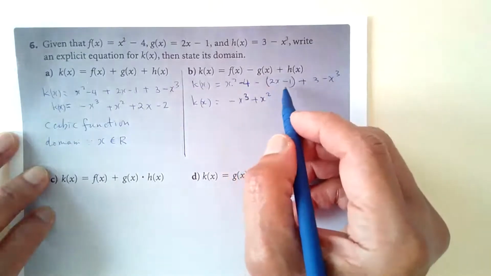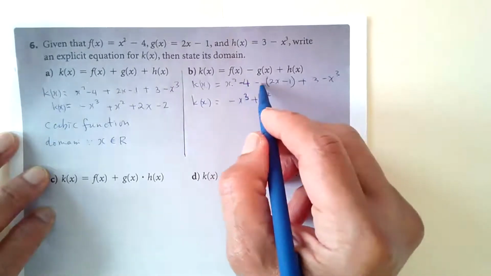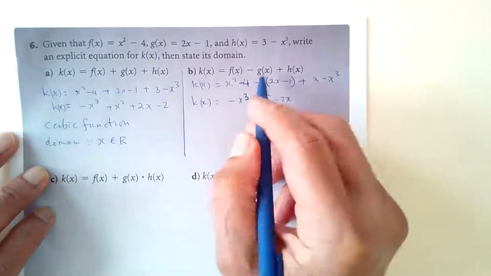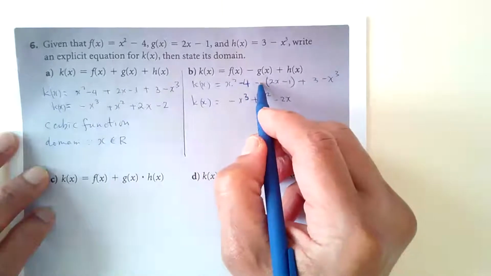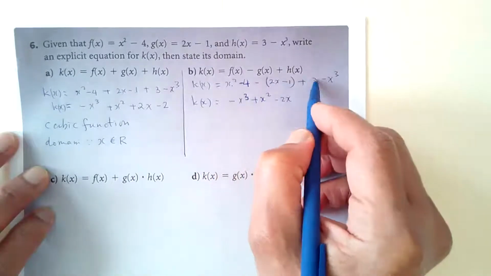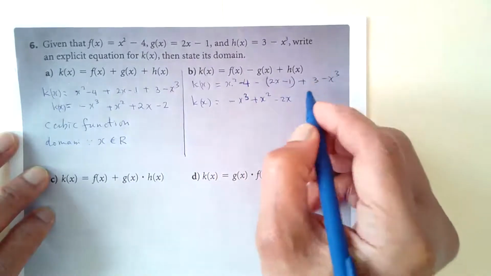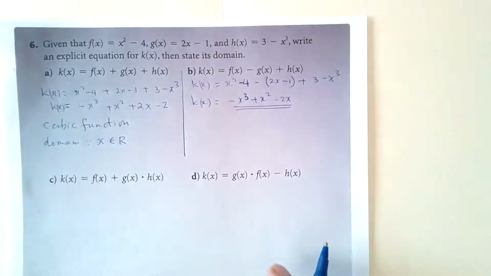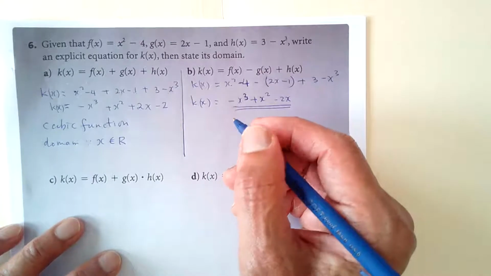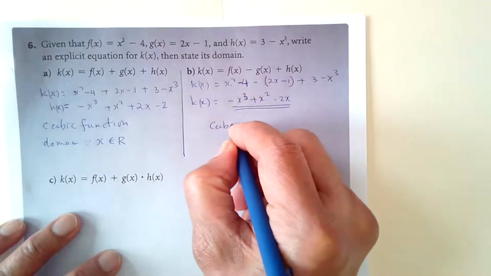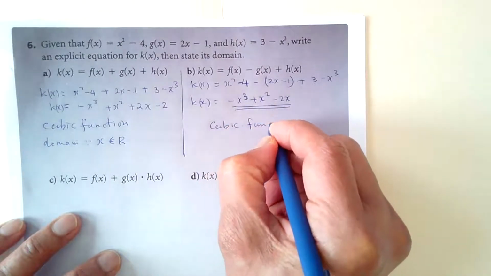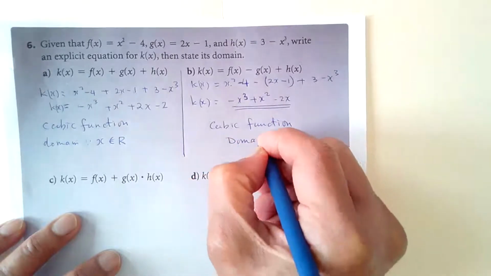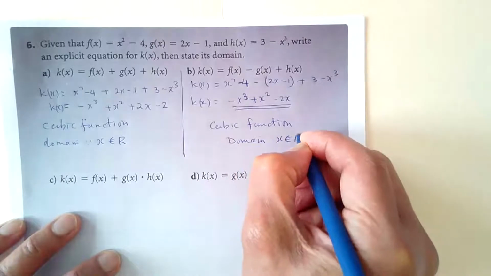And then we have negative 2x here. Negative 4, and here we have plus 1, plus 3, so we end up with 0 there. So that's my final answer. There's another cubic function. So domain, element of real numbers.